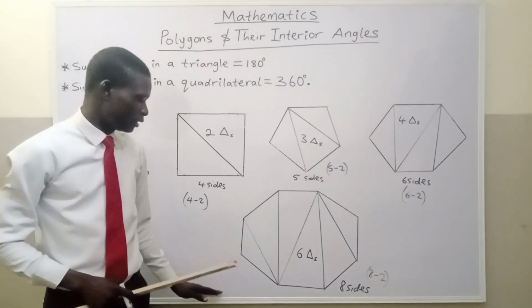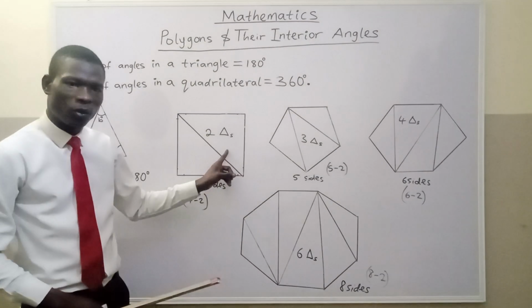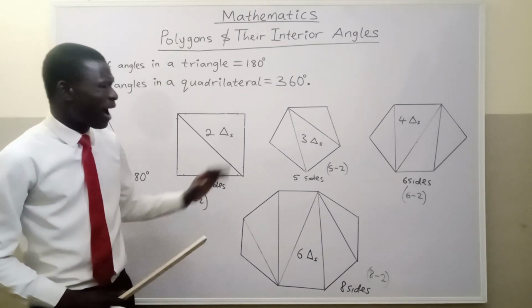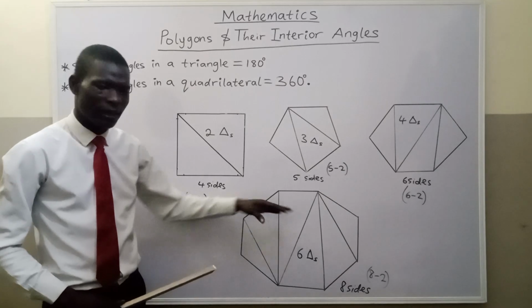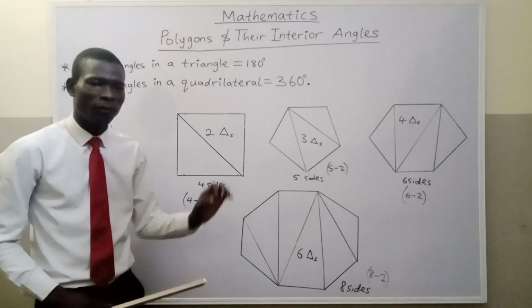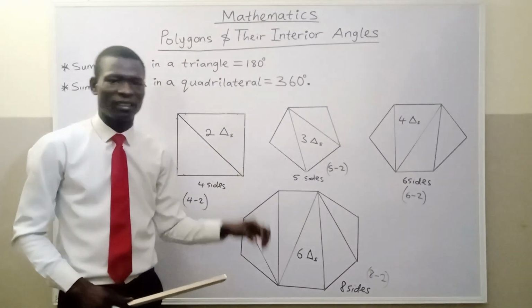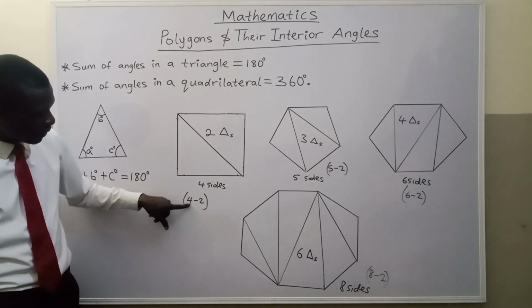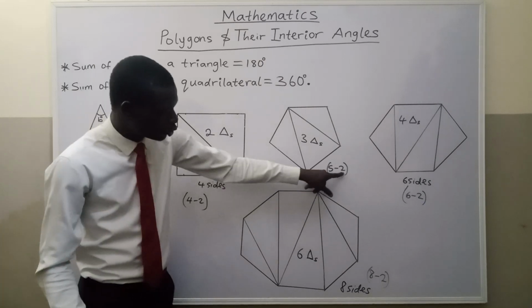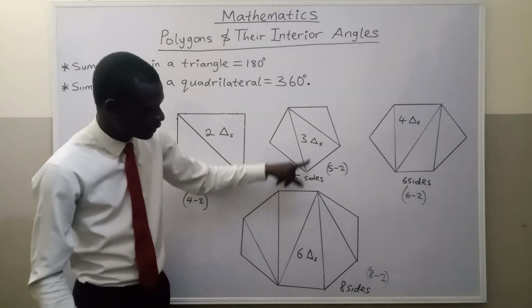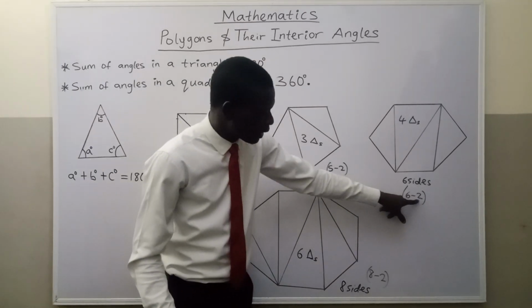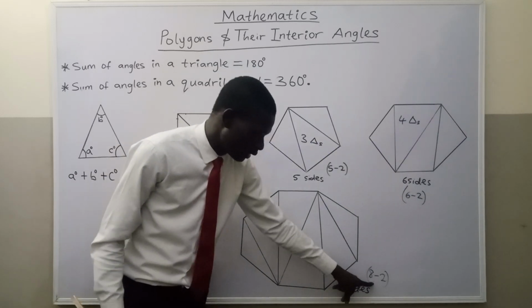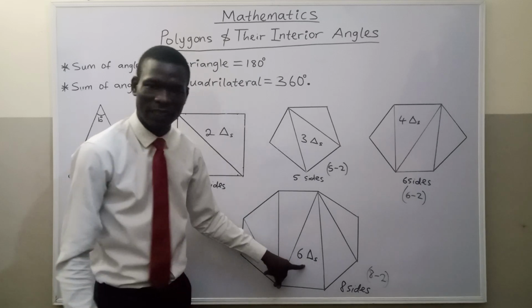Now you see, the number of sides has its own place. Then the number of triangles also have their own place. Now, how many triangles can you get given the number of sides? You see that you are going to have 2 triangles less than the number of sides, as you can see.